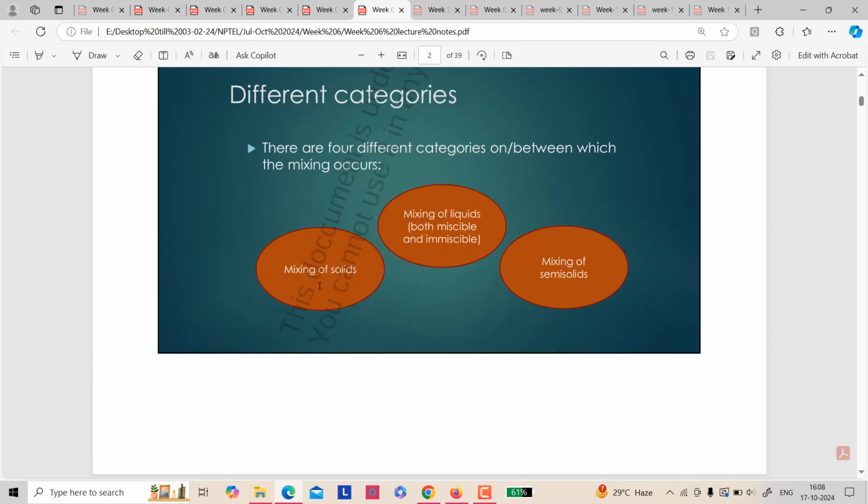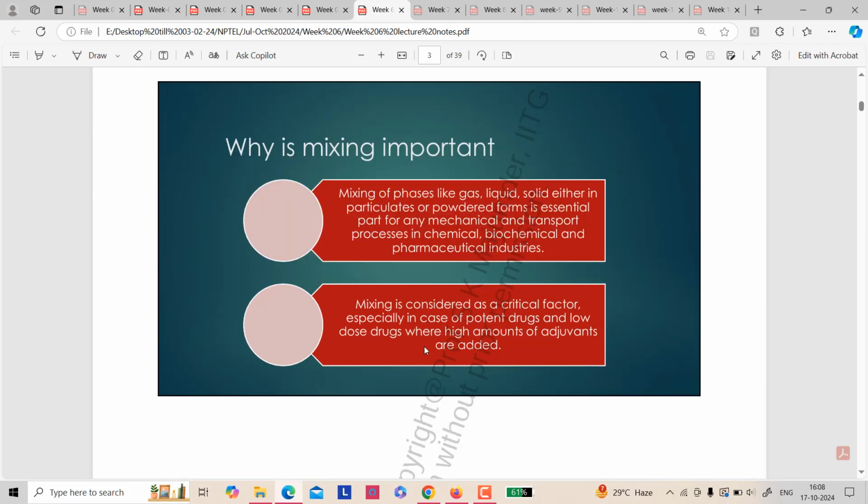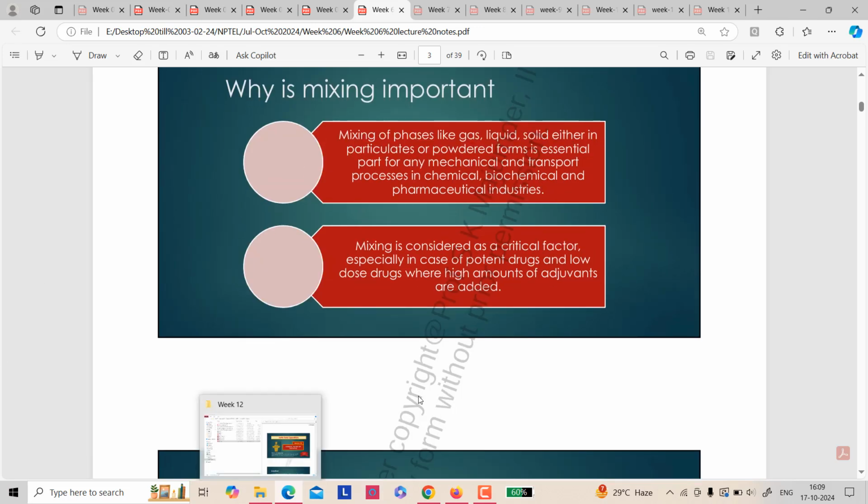There are three types of mixing: mixing of solids, mixing of liquids, and mixing of semi-solids, that means one is liquid and one is solid. So why is mixing important? Mixing of phases like gas, liquid, solid, either in particulate or powdered forms, is an essential part of any mechanical and transport processes in chemical, biochemical, pharmaceutical and other industries. Mixing is considered a critical factor, especially in case of potent drugs and low-dose drugs where high amounts of adjuvants are added. So this is the importance of mixing.